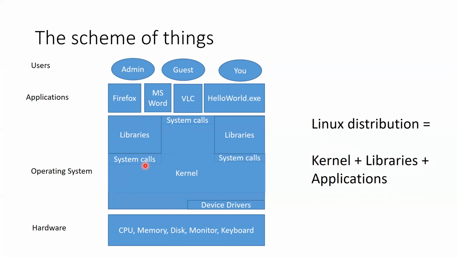You might have heard the names of different Linux distributions. For example, Ubuntu is a very popular Linux distribution. Debian is another one. Kali is another one. And there are like hundreds. So what's a Linux distribution?